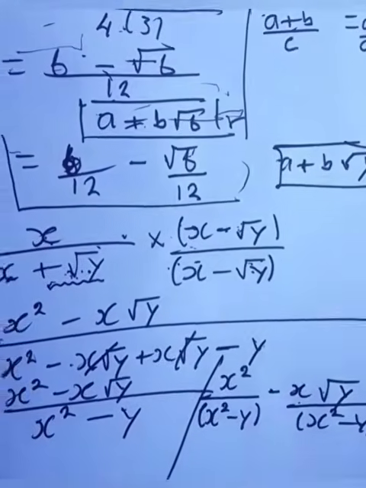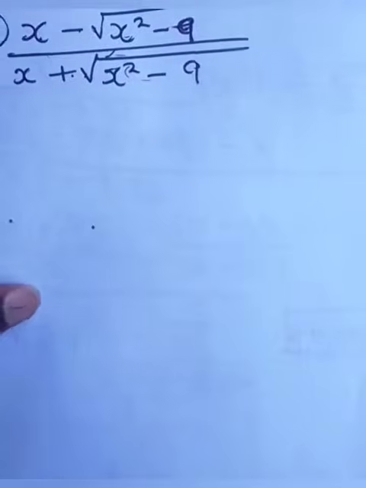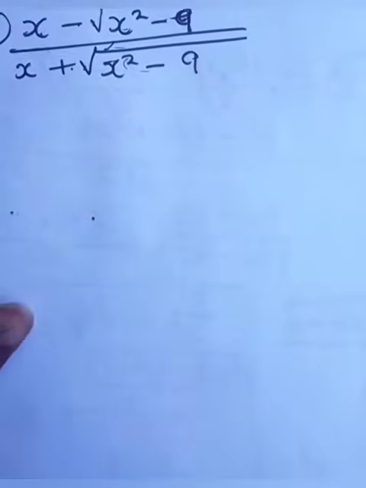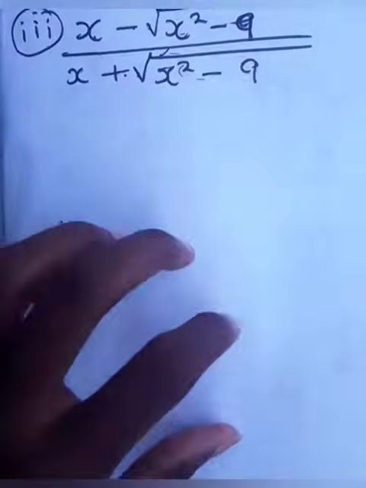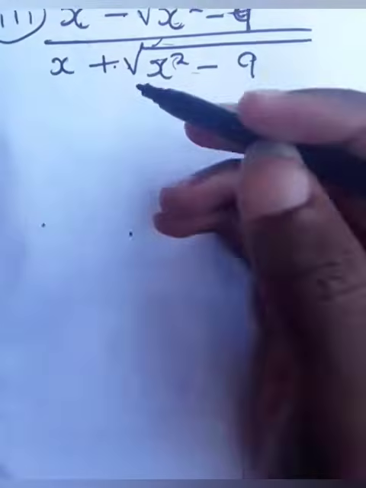Alright, okay, so we have this one: x minus square root of x power 2 minus 9 over x plus square root of x power 2 minus 9. So this is also the third question from a tutorial sheet. And if you don't understand most of the concepts which I'm applying, subscribe to our tutorials and access our video lessons on our website and app, so that you can learn and watch at your own pace.